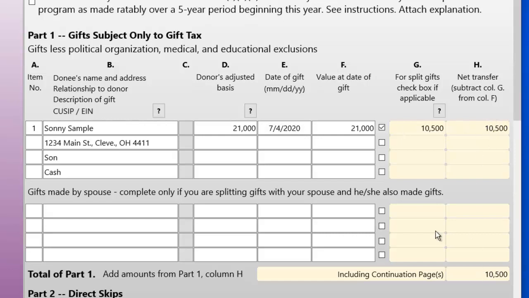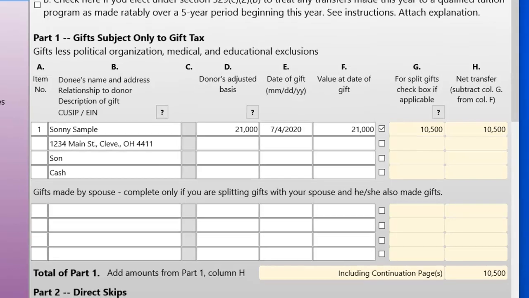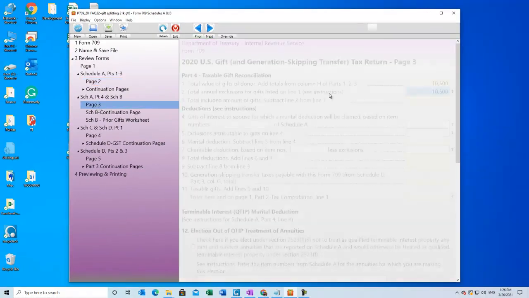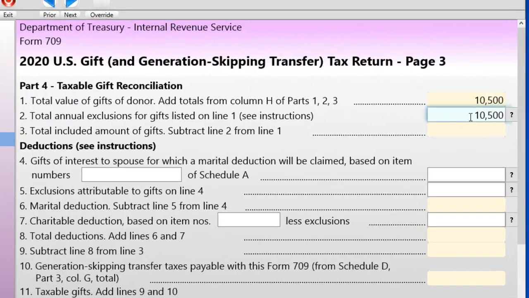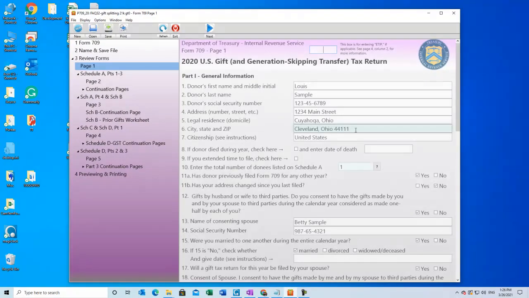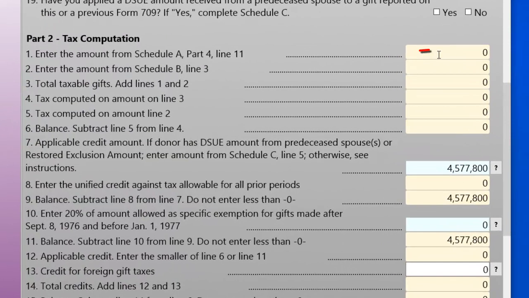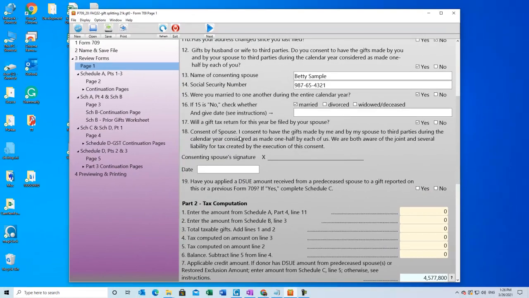That's $10,500. We go over to page 3 to see how that handles against the exclusion, and you see, where's the $15,000? Well, it's right here, but you don't need to take any more exclusion than what the actual amount is, so that ends up being $10,500. Bottom line is it's zero, and when you look over at page 1, in the tax computation section, you see that your starting number is 0, so there's never going to be any tax due.